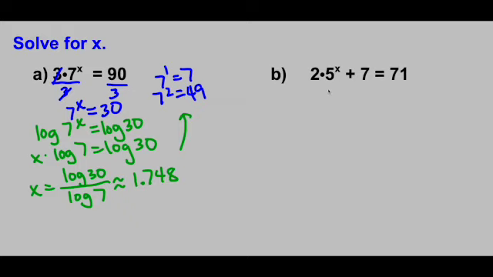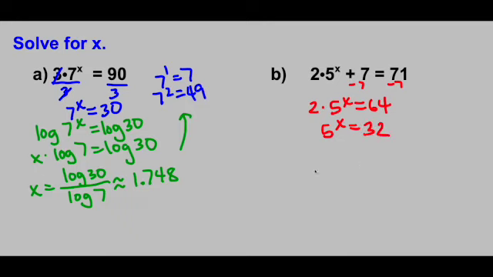All right, let's take a look at a different one that's even a little bit more complicated. On this one, we have 2 times 5 to the power of x plus 7 equals 71. Once again, we're going to try to isolate this 5 to the power of x by itself. To do that, we subtract 7 on both sides. Now I get 2 times 5 to the power of x equals 64. Since we have 2 times, we're going to divide both sides by 2. When I do that, I get 5 to the power of x equals 32, since 64 divided by 2 is 32.